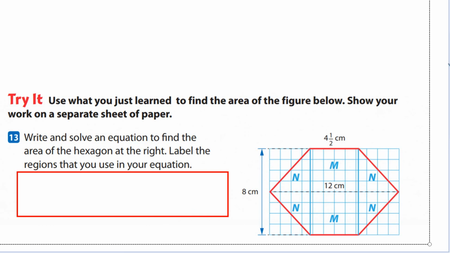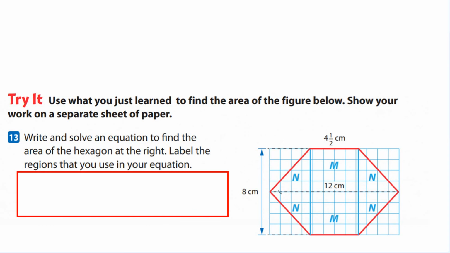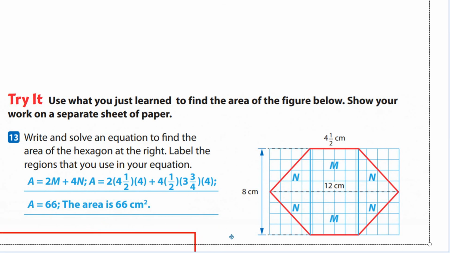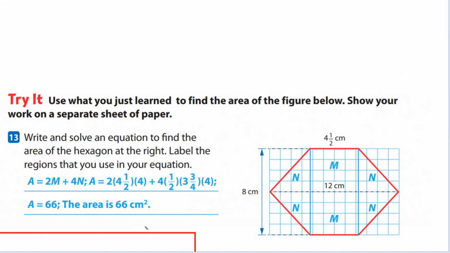So obviously, as you can see, there's multiple ways of doing this, but they drew some lines here. And again, pause the video, solve it, and see if you came up with the same answer we're about to give. So here's what they did. They wrote, first of all, the answer, the area of this hexagon is 66 centimeters squared. Let's see step by step what they did.